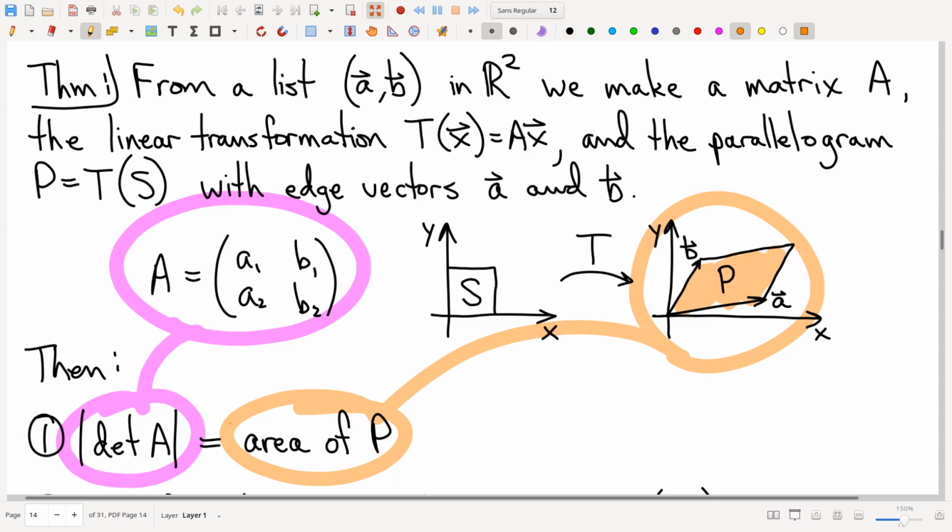Let me explain why I think this is shocking. For one thing, this is an algebraic object, right? Determinant is a formula. Area is a geometric thing. It's part of a picture, right? So these things seem to be different kinds of critters, and it's always unexpected when things that come from really different places happen to always be the same. It's a real eyebrow raiser.